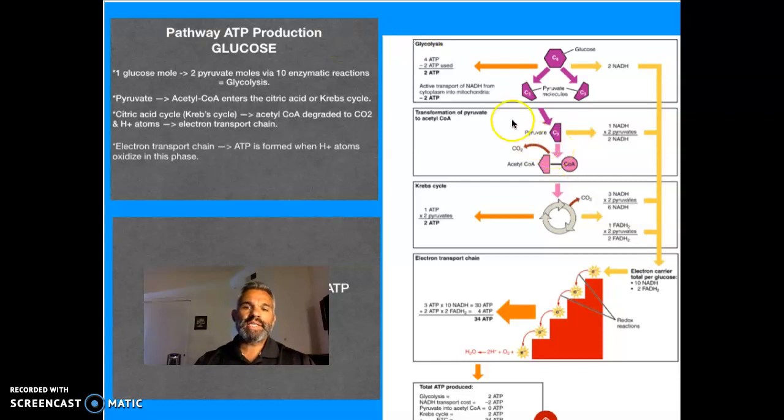To the right is a diagram of the pathway ATP production for glucose, and you can follow that as I briefly go over some key points in this process.